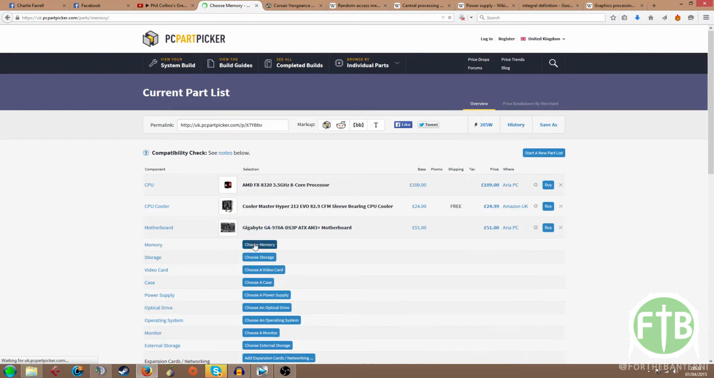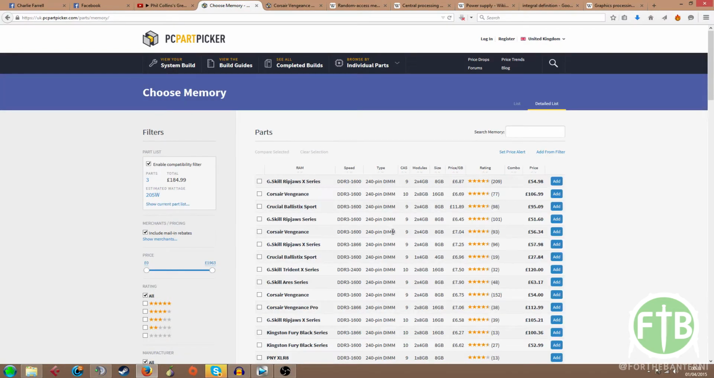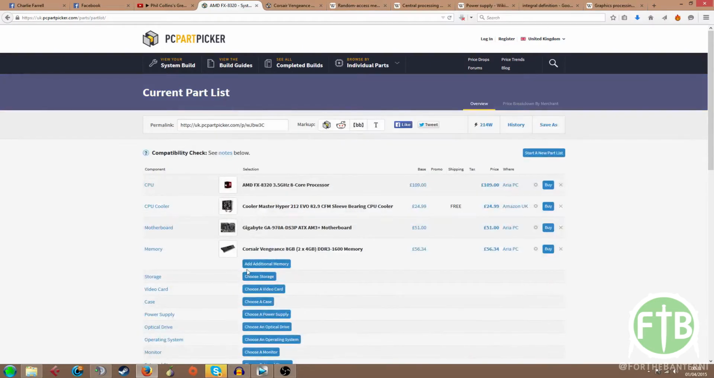Memory, I went and chose 8 gigs of Corsair Vengeance. 8 gigs of RAM, sufficient for my needs.